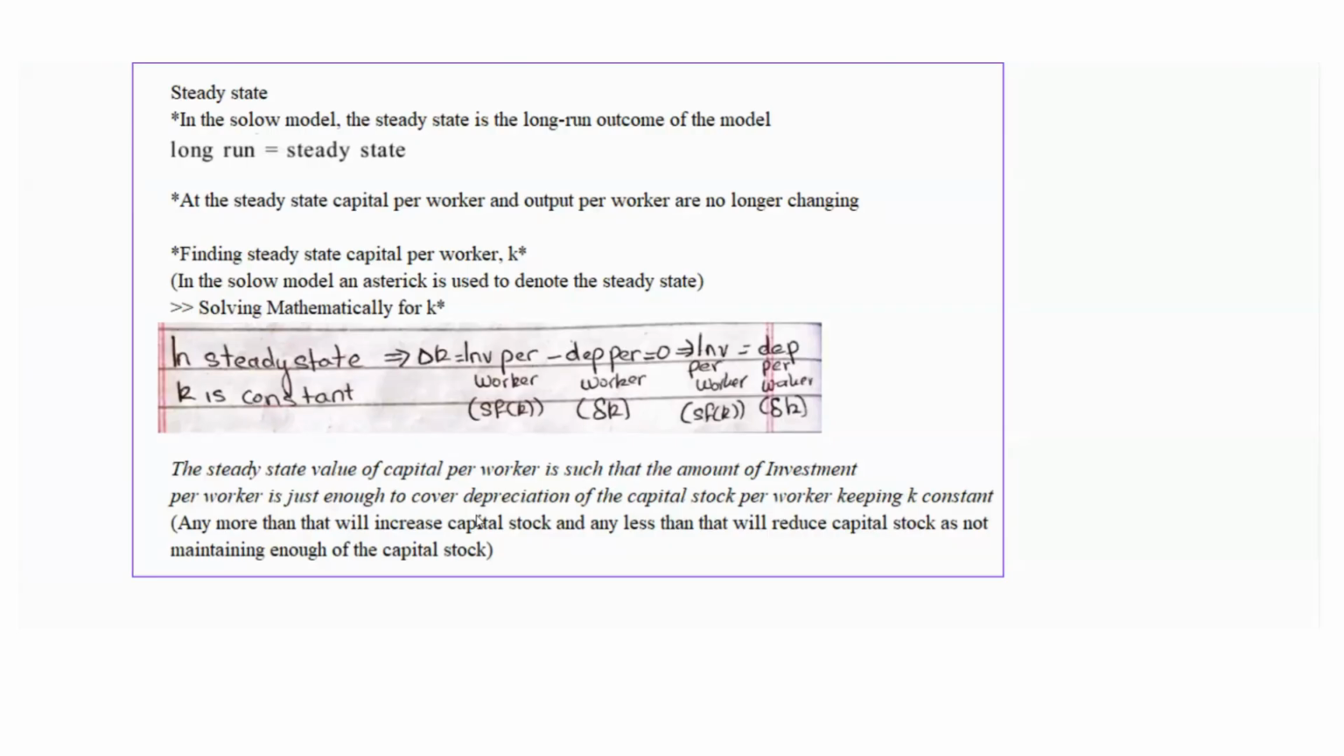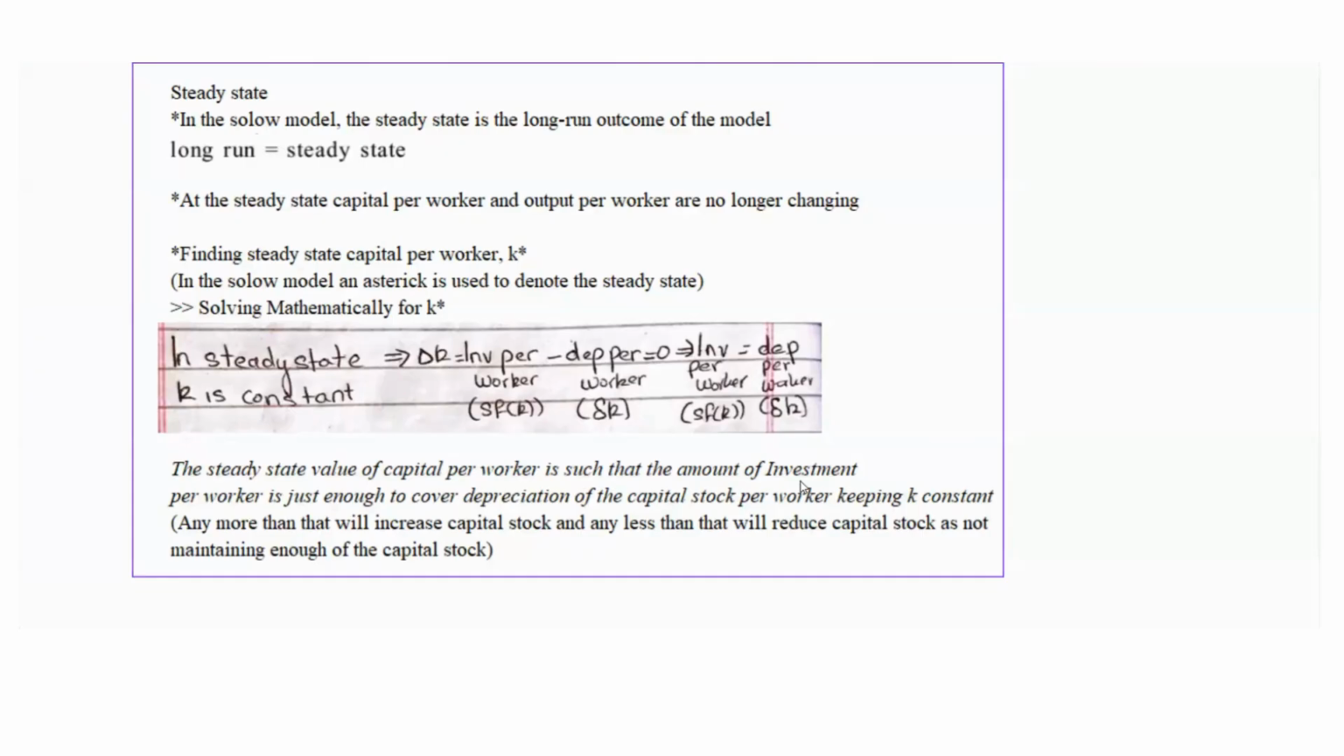Like we said, in this model the steady state is defined where capital per worker is constant. This means the change in capital per worker, which we found through the capital accumulation equation as investment per worker minus depreciation per worker, is equal to zero. From here it follows that the steady state value of capital per worker is where your investment per worker is equal to depreciation per worker.